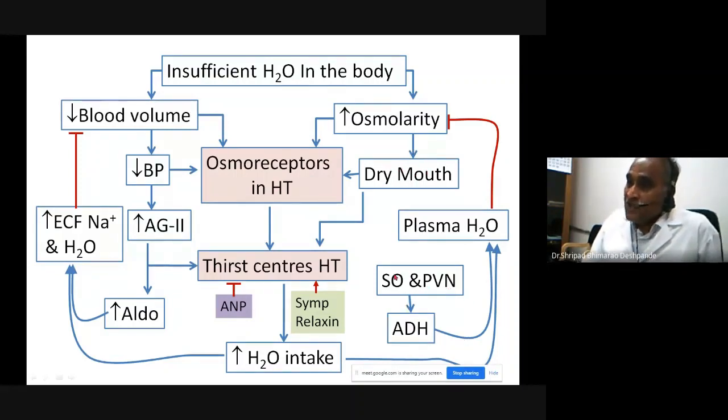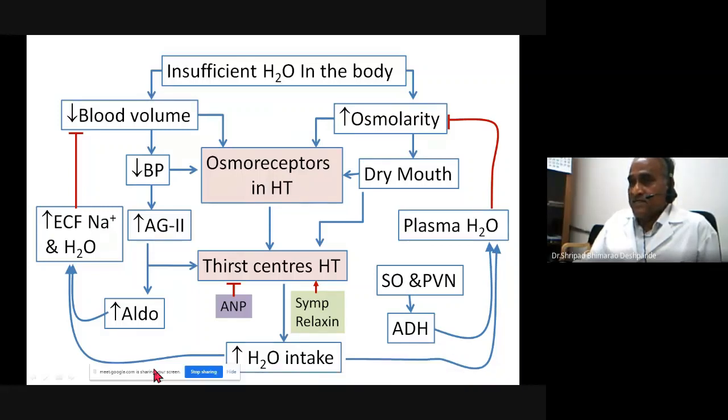Now, if you look at the supraoptic nucleus and the paraventricular nucleus, I am taking them as separate, they regulate the ADH secretion through the posterior pituitary. So they would activate the posterior pituitary to secrete ADH, and this ADH increases the water reabsorption. That means it increases the water retention. So that is another component that is coming up here, so that increases the water intake.